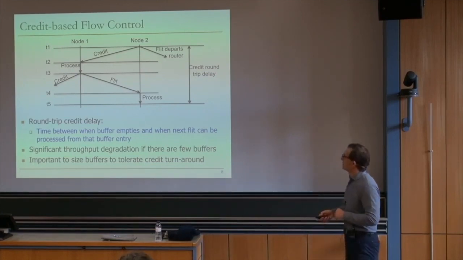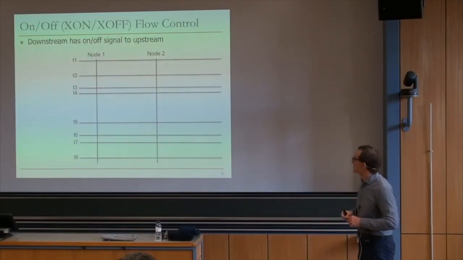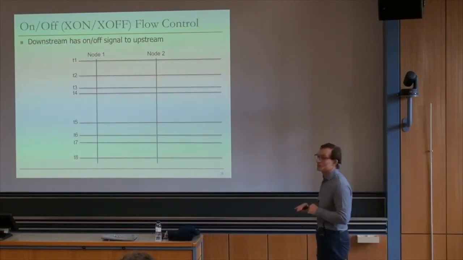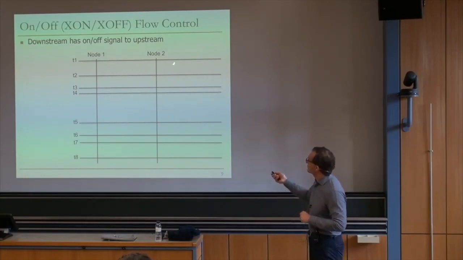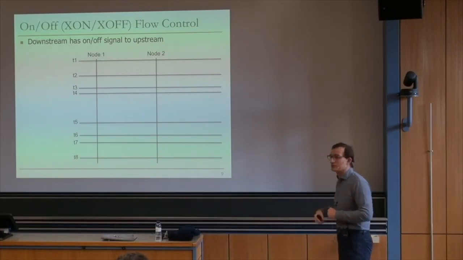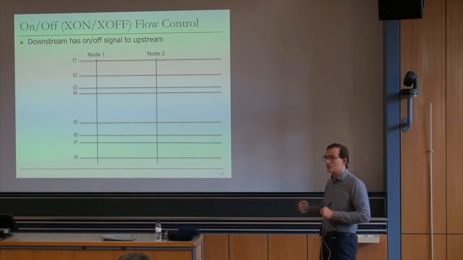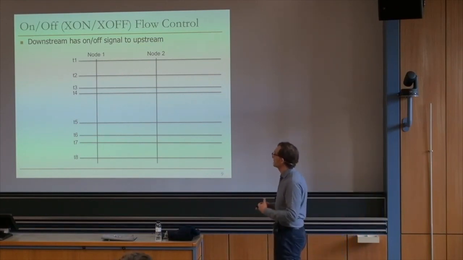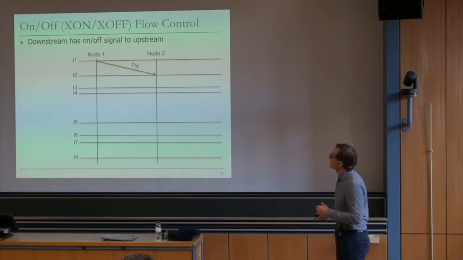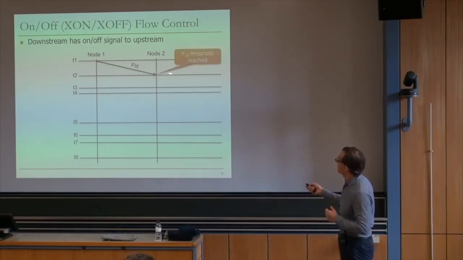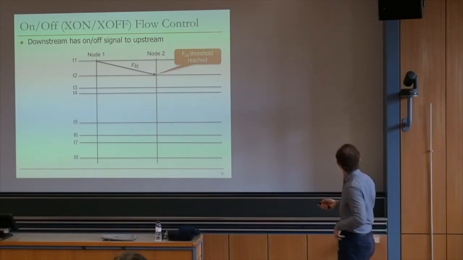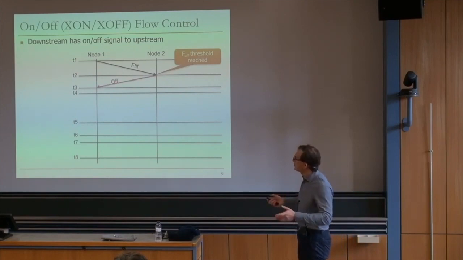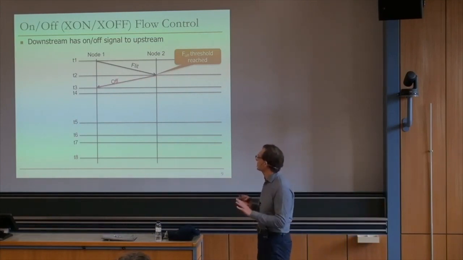Okay. So let's take a look at another example of this buffering. This is on-off flow control. Again, we have node 1 and node 2. Downstream router node 2 has an on-off signal to tell the upstream, you can send me the flit right now. So node 1 sends a flit. And because of that flit received by node 2, the off threshold gets reached, and node 2 says, I don't have any buffers anymore, so stop sending me.